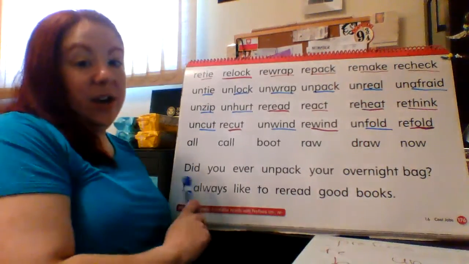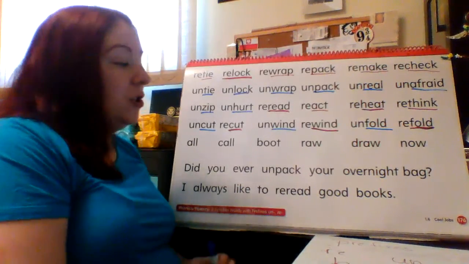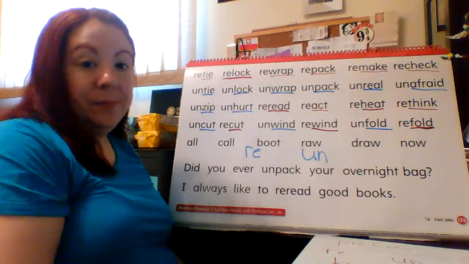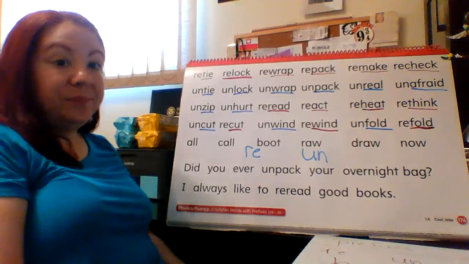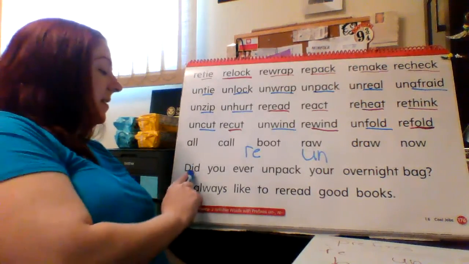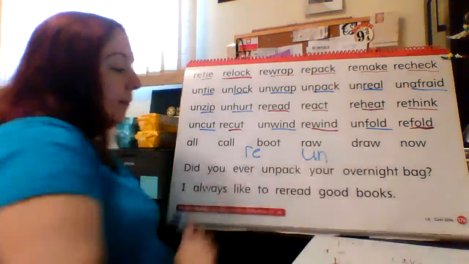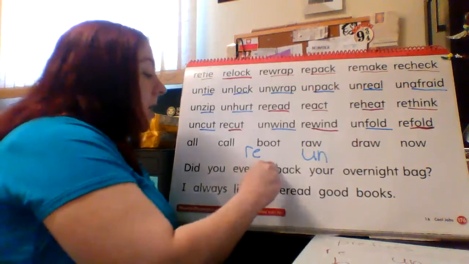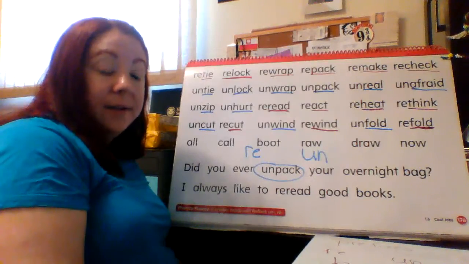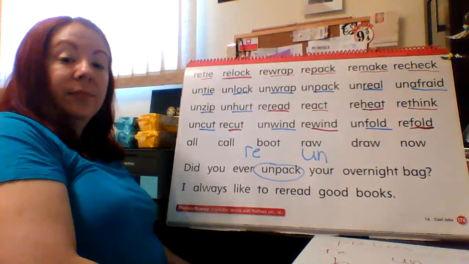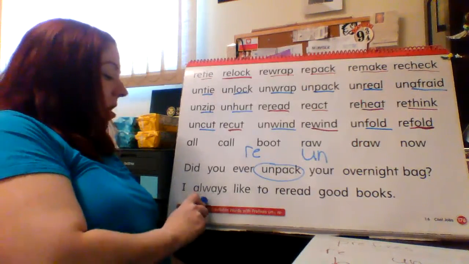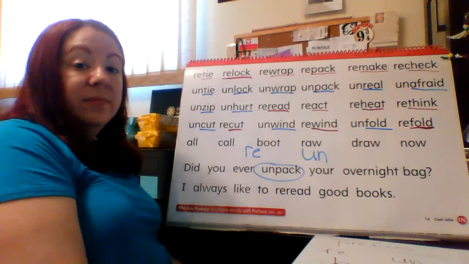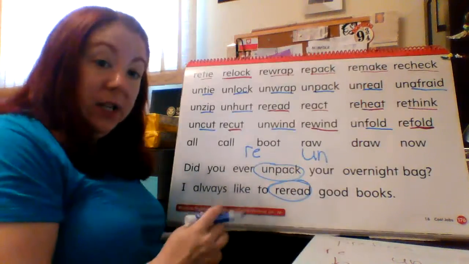Okay, so now let's look at these sentences down here and see if you can find the words that have prefixes. So it's got to have the RE in front of the word or the UN in front of the word. So, read the sentence to yourself. Okay, it says, did you ever unpack your overnight bag? Do you see any words right there that have a prefix of RE or UN? Unpack, which is the opposite of pack, okay? So now read this sentence to yourself. I always like to reread good books. What word do you see in there that has the prefix RE or UN? Reread. Good. That means you're going to read again.